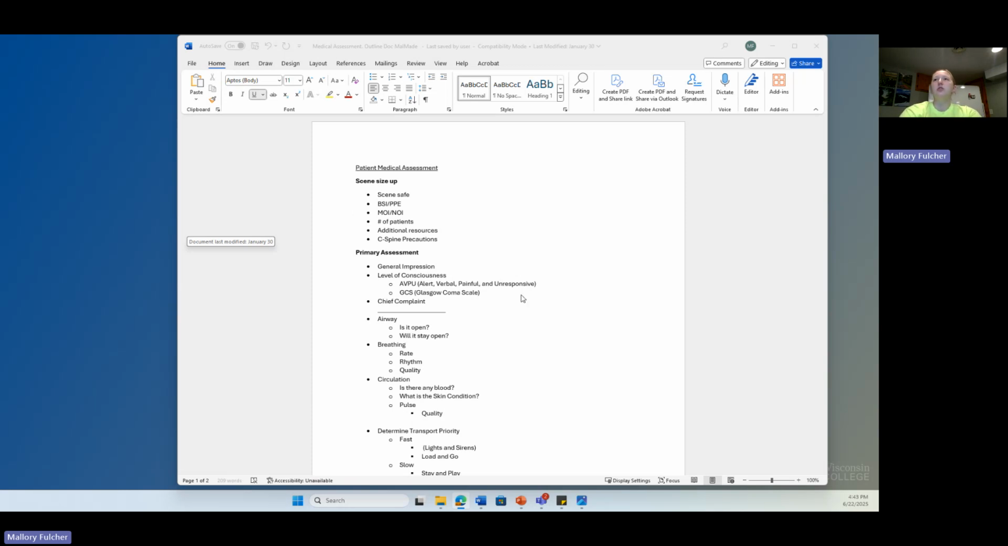This starts as soon as you get into your truck. Scene safety, looking at what the scene is like when you get there, and it's not necessarily things like what weapons are on scene, but things like ice or dogs or angry neighbors can all be a part of scene safety. Do you have your appropriate BSI or PPE on? And then what type of call is it? Is it a nature of illness? Is it a call where we need to have additional resources because of how many patients there are? And then do we need any C-spine precautions for our patient or patients?